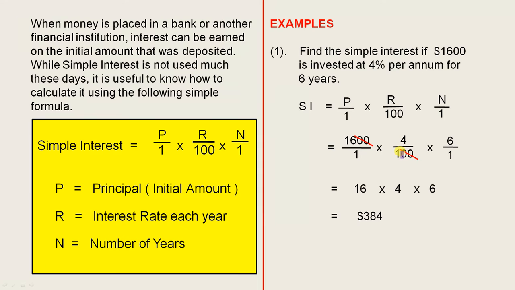So we saw earlier how we can cancel. So if we cross off 2 zeros, that means we're dividing by 100. So we do that for each of those, for the denominator and the numerator. So here we're left with 16, 4 and 6. So we multiply those together and we get $384 as the simple interest.